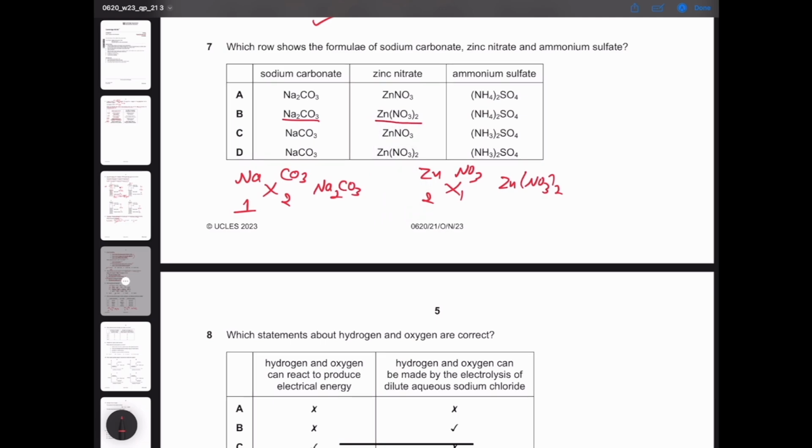But I'll also show you the working for ammonium sulfate. Ammonium ion is NH4 plus 1, sulfate ion is SO4 2 negative. Now you can clearly tell me that it will be 2 times ammonium for 1 sulfate, right? So (NH4)2SO4, alright?